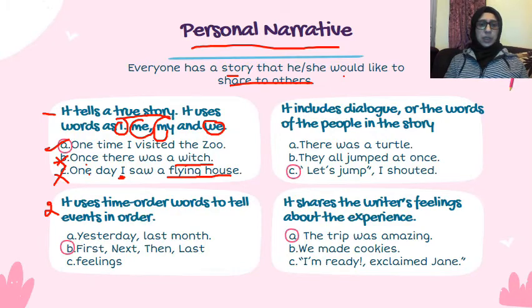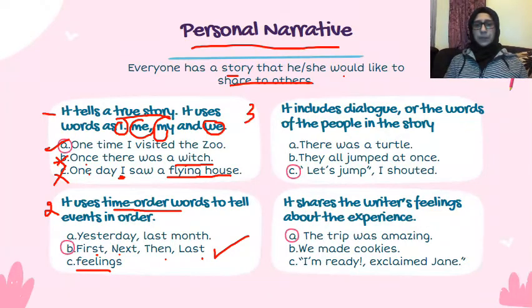Number 2, it uses time-ordered words. You have already practiced or learned about time-ordered words to tell events in order. Can I say that yesterday or last month are time-ordered words? No. These are words related to time. What about first, next, then, and last? Yes, these are time-ordered words. If I write something about feelings, it has nothing to do with time-ordered words.